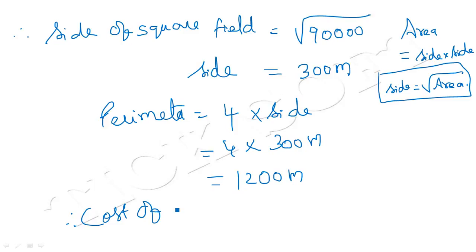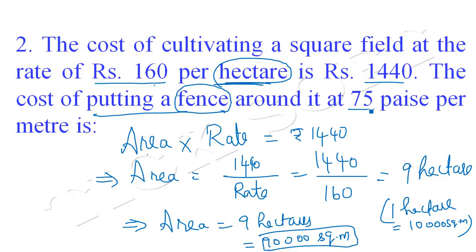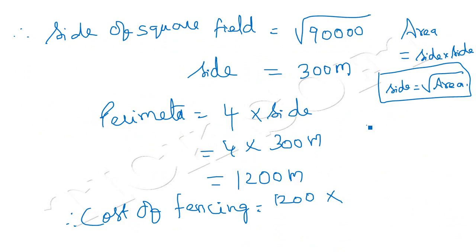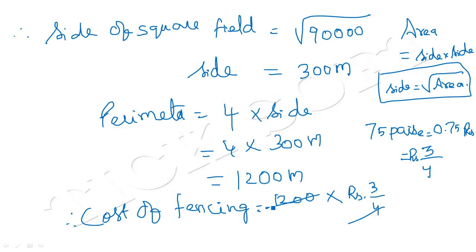Therefore the cost of fencing will be the perimeter multiplied by the rate of fencing. What is the rate of fencing here? It is 75 paise, and 75 paise equals 0.75 rupees, isn't it? This 0.75 can be written as 3 by 4. So 75 paise equals rupees 3 by 4. Now if we multiply, 1200 divided by 4 is 300, so 300 into 3 will be 900. Hence the cost of fencing is rupees 900.